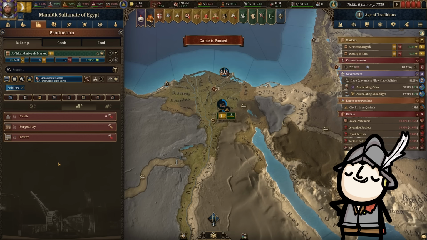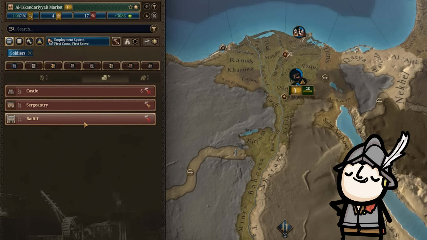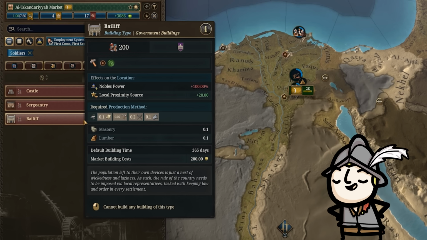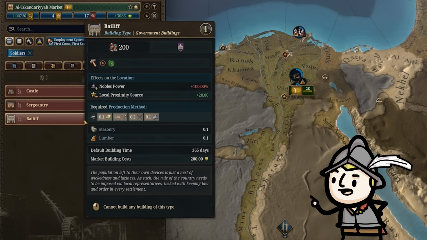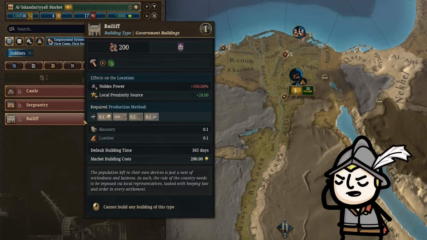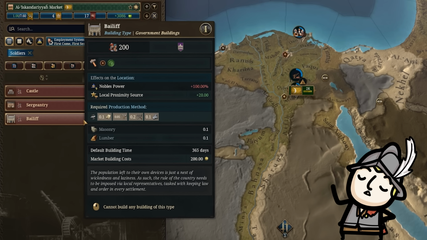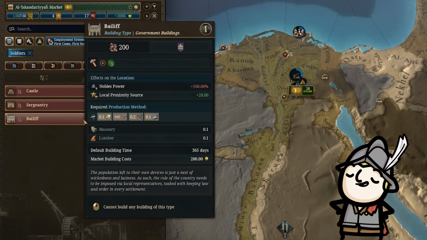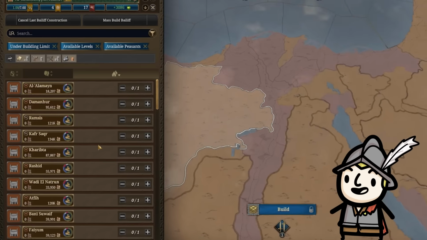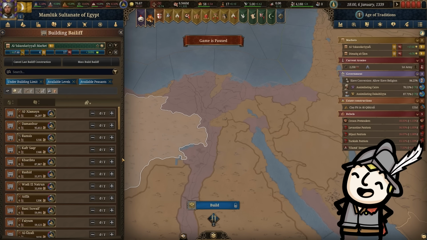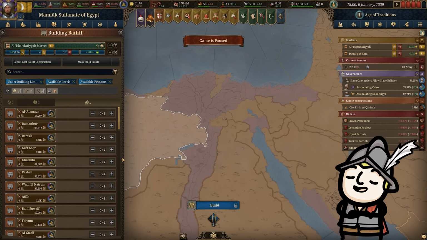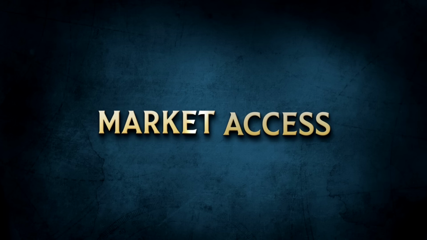Now, the building I mentioned is the bailiff early game. The bailiff will give you a local proximity source with a value of 20. Now, proximity is not additive, it will take the best one available. So if you build it in a location that has 40 proximity to your capital, it will have no effect, it will pull the 40 proximity from your capital. So it'll be mostly used to get proximity up from 0 to 20 in your hinterlands. But at the end of the day, 20% extracted from a province is way better than 0.